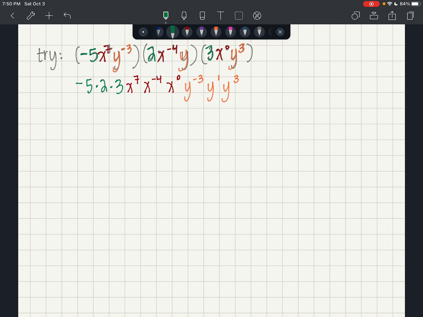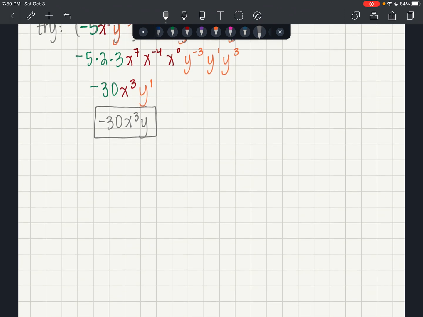Negative 5 times 2 times 3 is negative 30. Our x's, 7 plus negative 4 plus 0 is 3. And our y's, negative 3 plus 1 plus 3 is 1. So our final answer is negative 30 x cubed y. And that's our final answer.